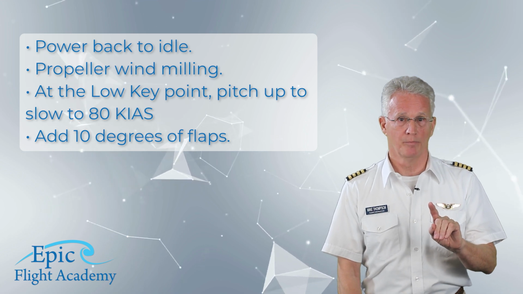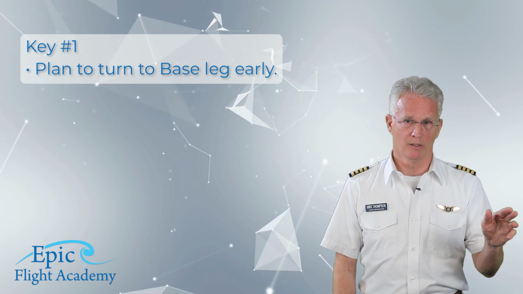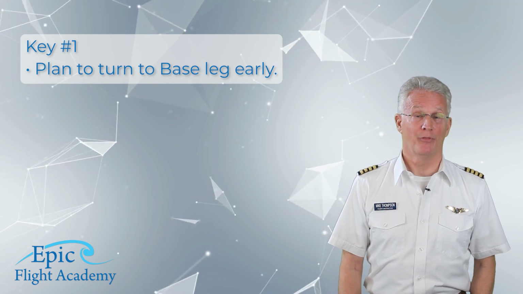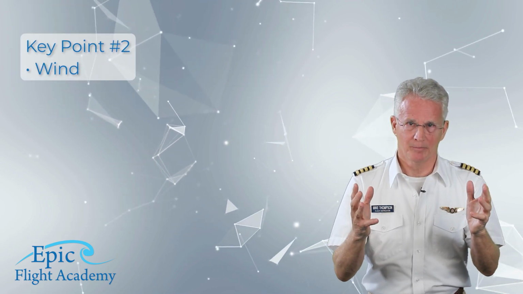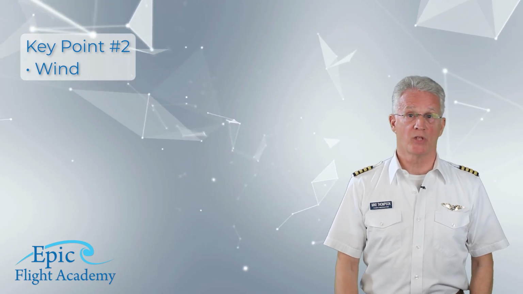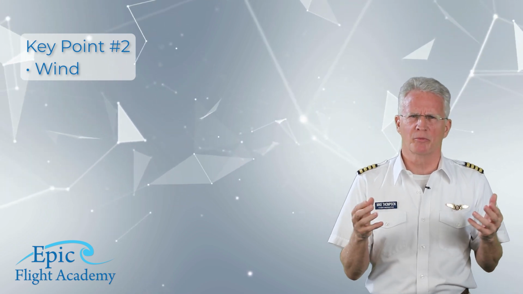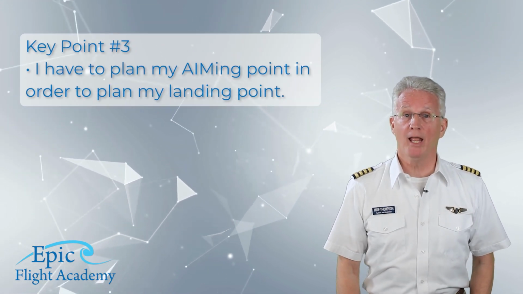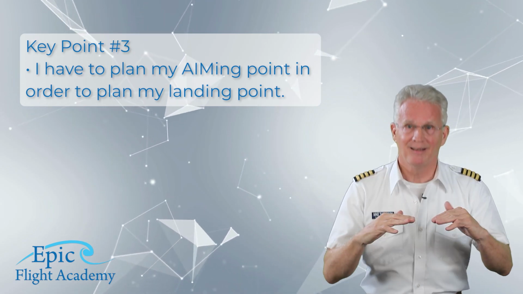I pitch to slow to 80 knots, add 10 degrees of flaps. Now, key number one, I'm going to plan my turn to base early, but I'm gauging key point number two, wind. Now, I will gradually slow down to 75 knots. Why? Because that is my VG of 68 plus 7 knots, 7 being approximately half of my headwind. Now for key point number three, I have to plan my aiming point in order to plan my landing point.